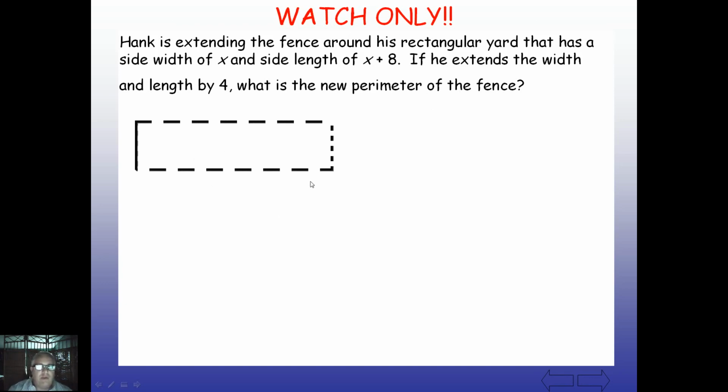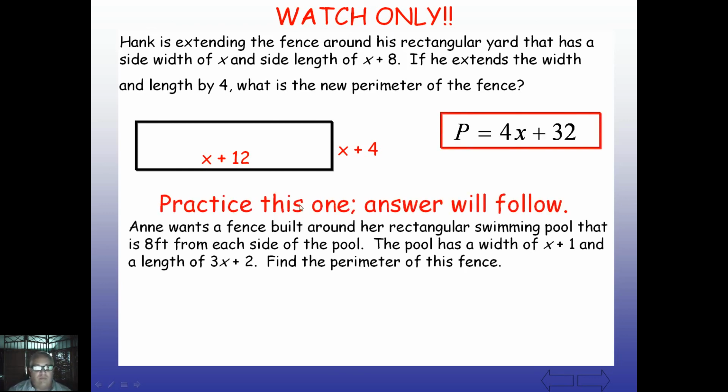So, first thing we're going to do here is I'm going to go ahead and just sketch out a rectangle. And I'm going to say that the width is x and the length is x plus 8. And if I extend this out, I'm going to add 4 to both the width and the length, and then let's grab a perimeter here. x plus 12, x plus 4, of course, they're going to mirror each other on the opposite sides, and we should end up with 4x plus 32. x and x and x and x is 4x, and then we got 2 sets of 16 there. All right, practice this one, and we'll give you an answer.